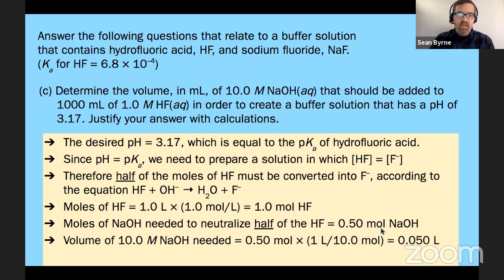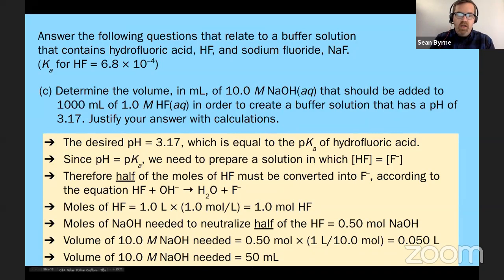And how are we going to get that volume of 10 molar NaOH that's needed? We would take the moles times the inverse of our molarity to get to the liters. Okay, and then if this is our liters, we're going to convert that into milliliters because the question up here asked us to do it in milliliters. So 0.050 liters is equal to 50 milliliters, and that would be our final answer for this one.